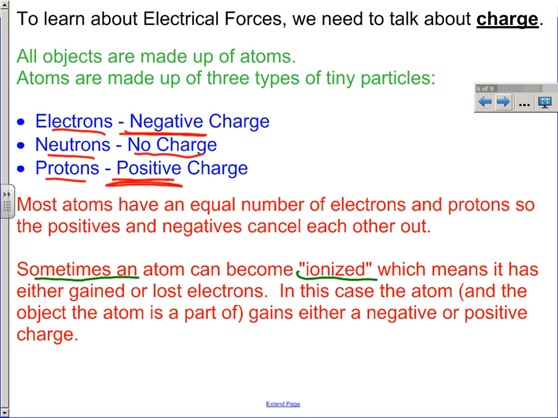Okay, so if you've got, say, 10 protons, a usual atom will also have 10 electrons. But if you gain electrons, then your positives and negatives don't cancel out. Similarly, if you lose electrons, your positives and negatives don't cancel out. In that case, the atom and the object the atom is a part of will gain either a negative or a positive charge, and so we say that it is charged. Okay?